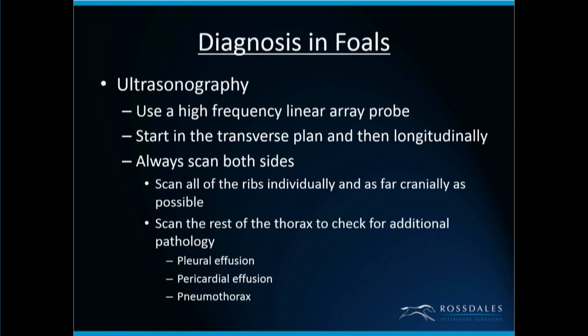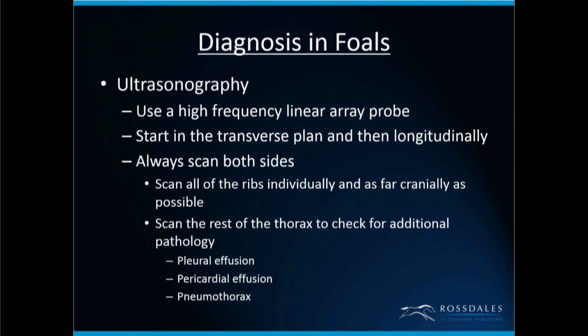Always scan both sides as well, not just the side that you think you can feel the fractures on, because often there will be smaller cracks or fractures that can be missed or misdiagnosed. Scan all ribs individually, and then as far cranially as possible. You can usually get almost all the way through to the very first rib, even in the smaller foals. We tend to scan the better side first and then scan the side that we think the fractures are on afterwards. It tends to be easier with the patients.